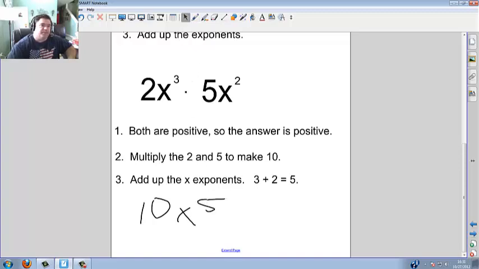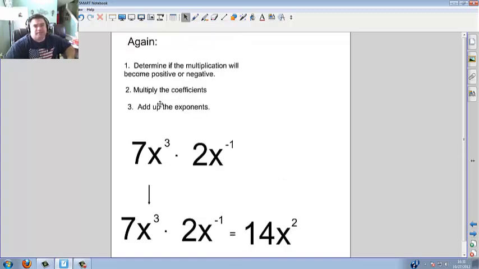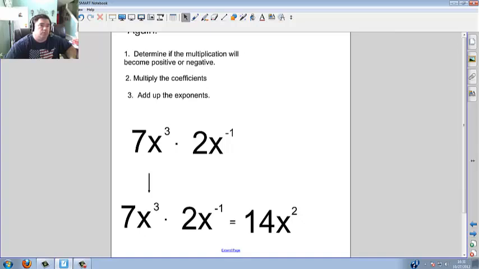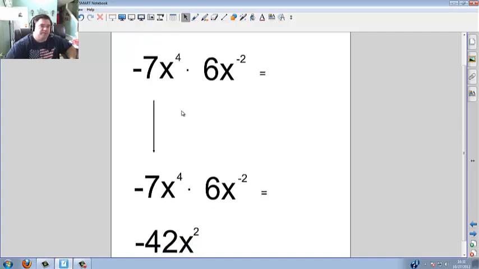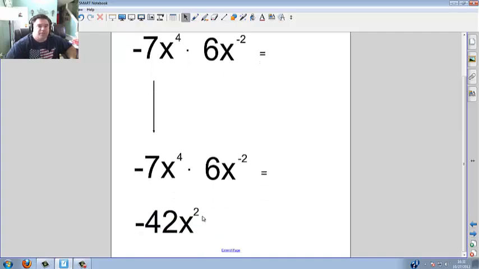There you have that. Again, if you notice the system here, positive and positive. Now, I'm not talking about the exponent. I'm just talking about the coefficients. Positive and positive makes a positive. 7 times 2 is 14. 3x's minus 1x, because 3 plus negative 1 is 2. Time for some U-tries. Go ahead. Let's see what you did. Negative 42x to the second power, because negative 7 times 6, and 4x's and negative 2 make 2.